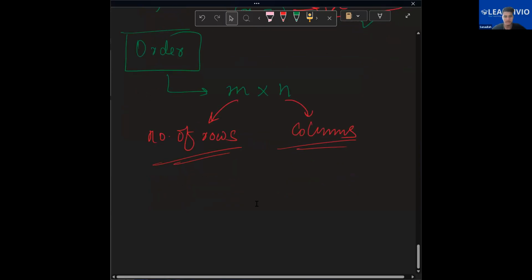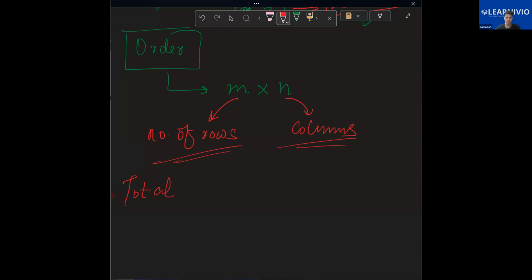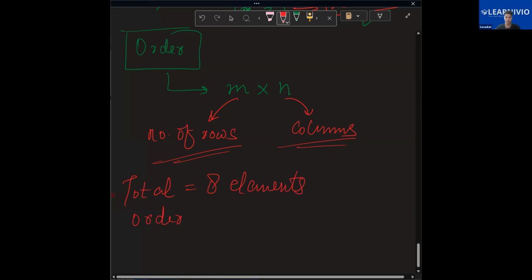Okay, let's say you have a matrix that has eight elements in total. Then what should be the possible orders of that matrix? 1 cross 8, 8 cross 1, 2 cross 4, 4 cross 2. Total 4. Right.